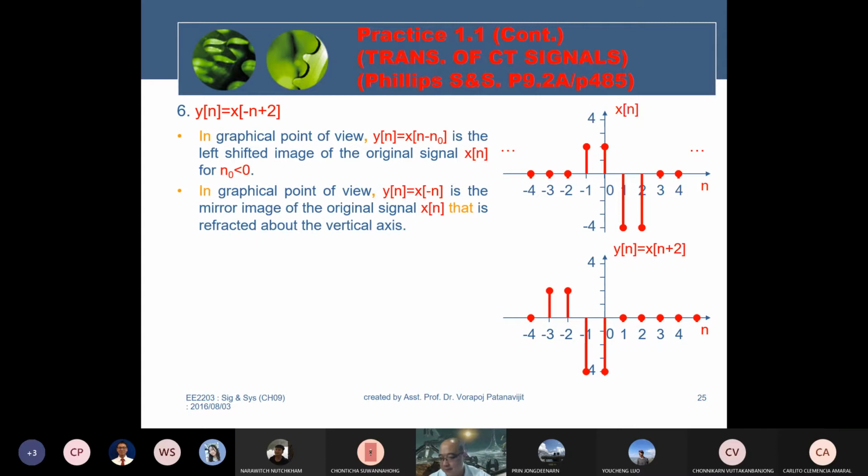And the next step, you proceed for the time reversal. In the graphical point of view, y[n] equal to x[-n] is the mirror image of the original signal x[n], that is reflected about the vertical axis. Okay, minus n is here. You take the reversal in this axis.